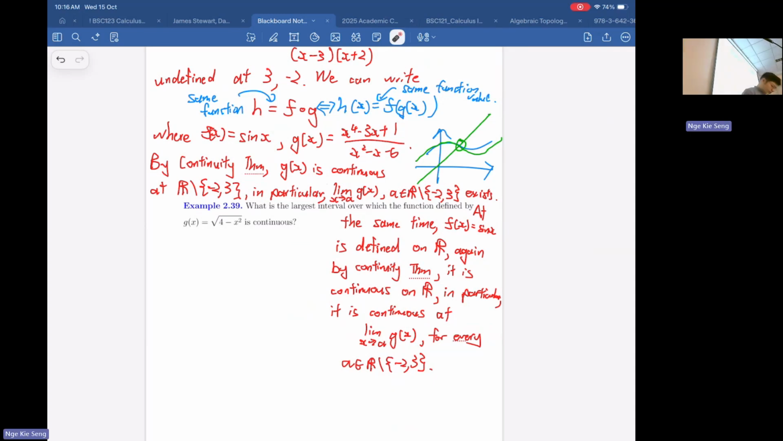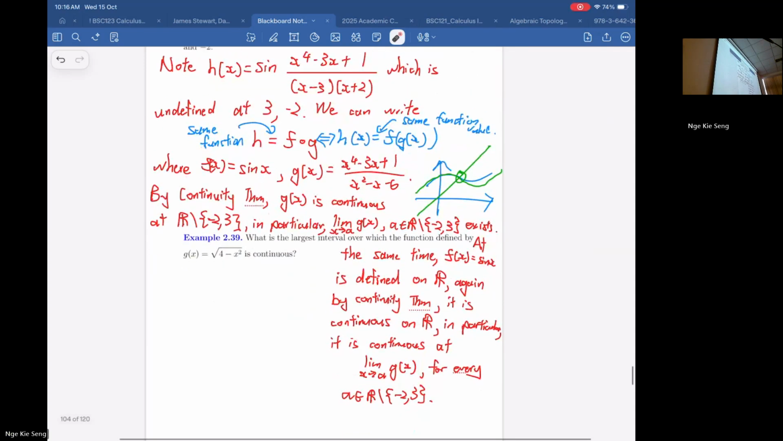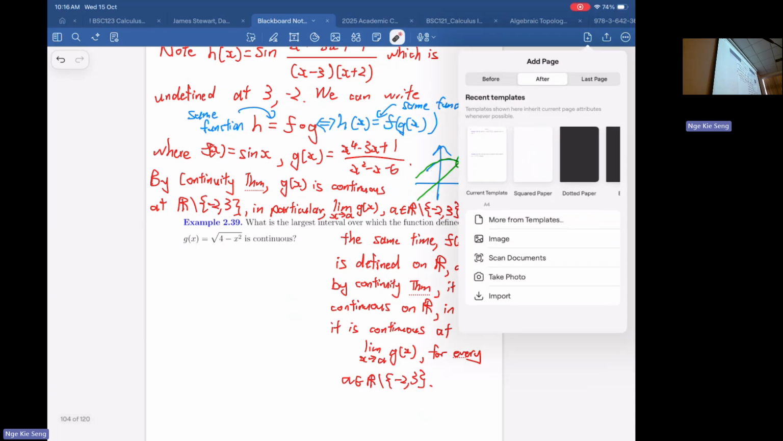Okay. So far, so good. Let's look at the next one. The next one is a little bit tricky here. Let's duplicate this here.